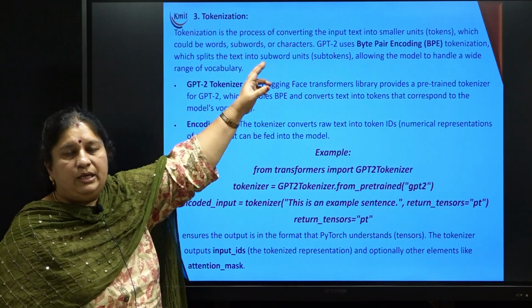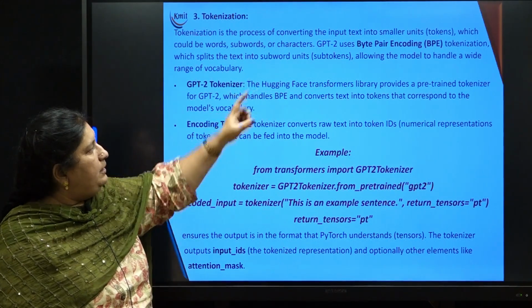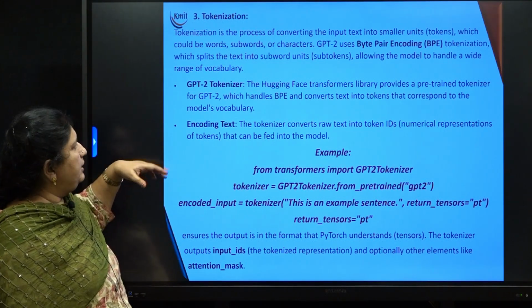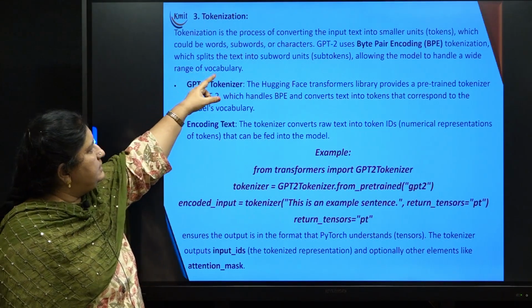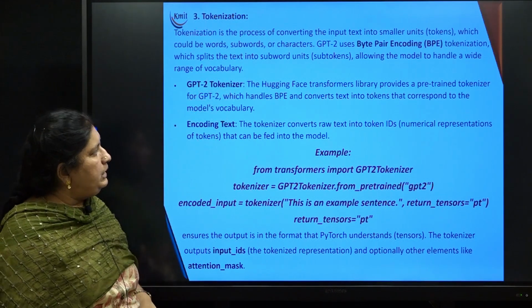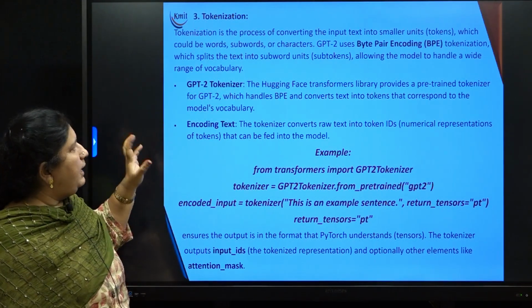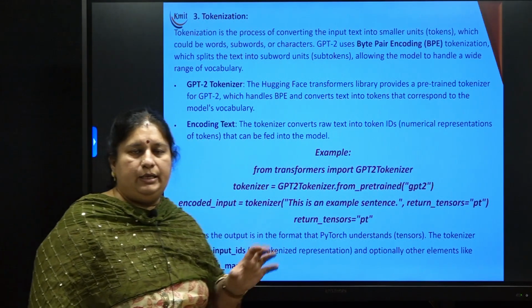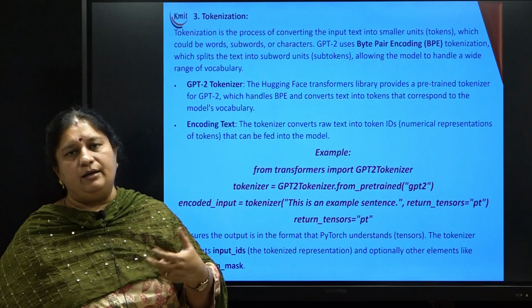And what is GPT-2 using? Byte pair encoding tokenization. What is byte pair tokenization? This is splitting the text into subword units, allowing the model to handle a wide range of vocabulary. It will try to divide the word into subwords, so it may not be the entire word as a token.